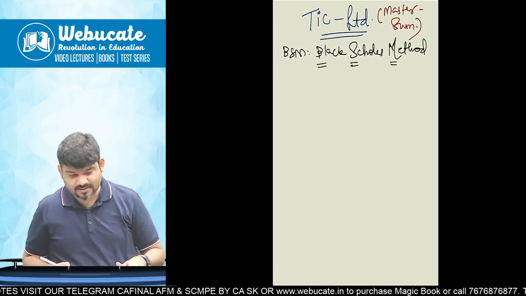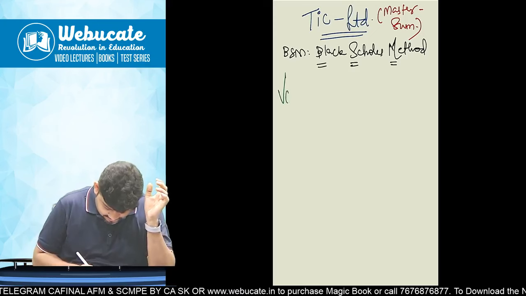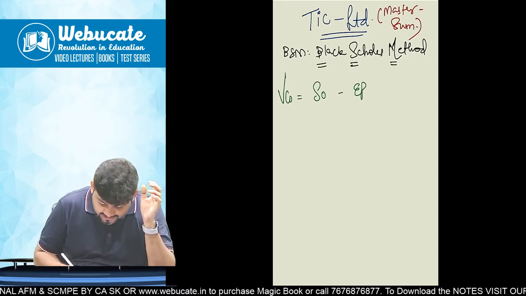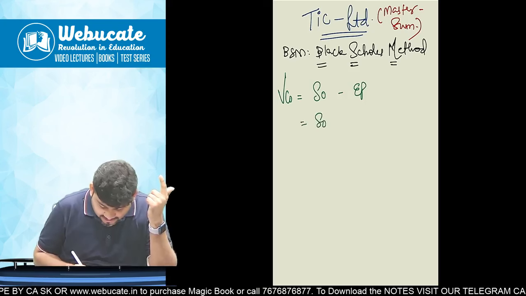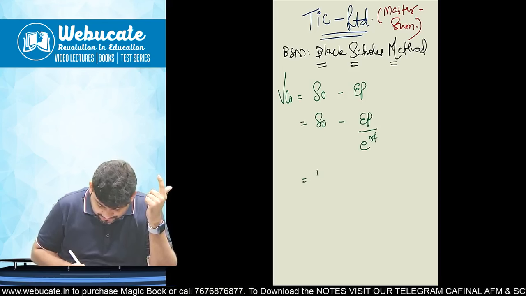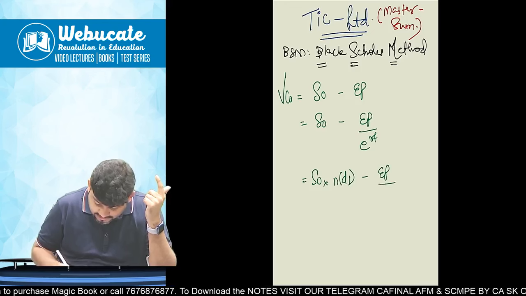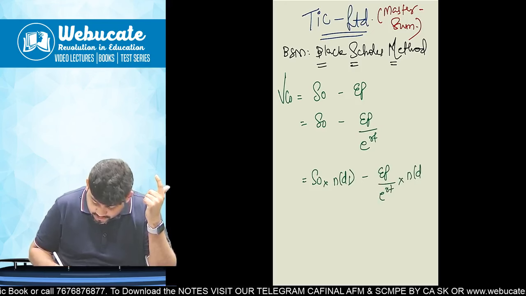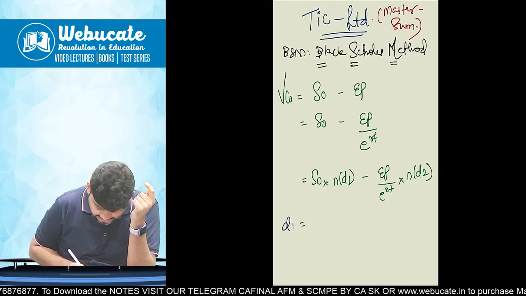Black-Scholes method. Okay, what's the formula? Value of call option is S0 minus EP upon e raised to rt: S0 into N(d1) minus EP upon e raised to rt into N(d2). The reason I'm telling this time and again is that it sets in your head.